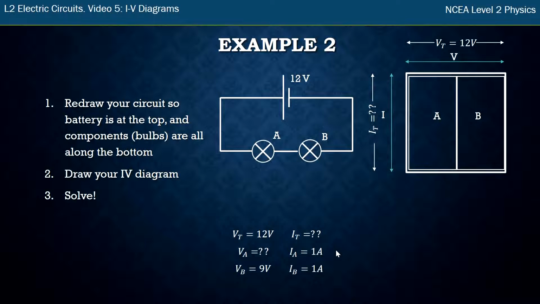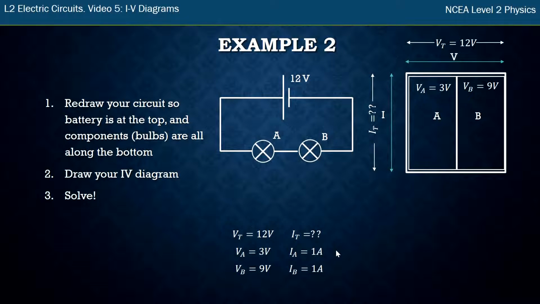I don't know what my total current is. They haven't given me that. Let's deal with voltages first. I've also been given the voltage at B is 9. So therefore, if the width of B is 9, the width of A must be 3, because 3 plus 9 equals 12. So that's all sorted.